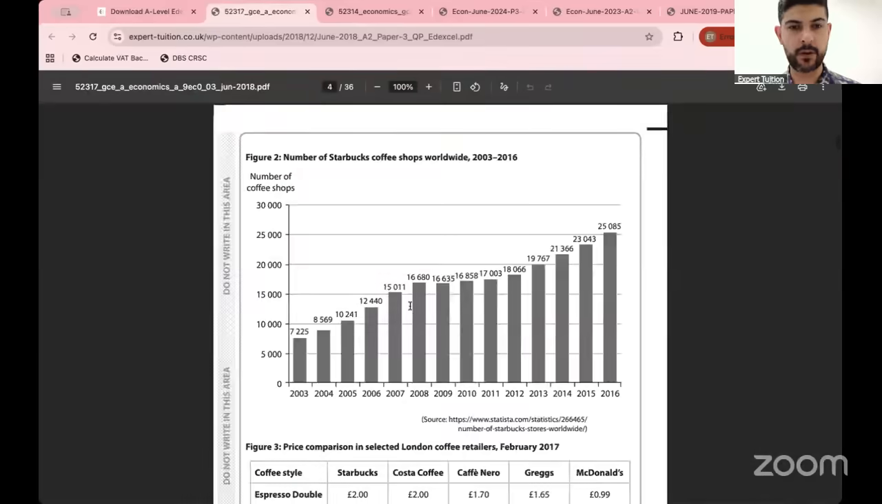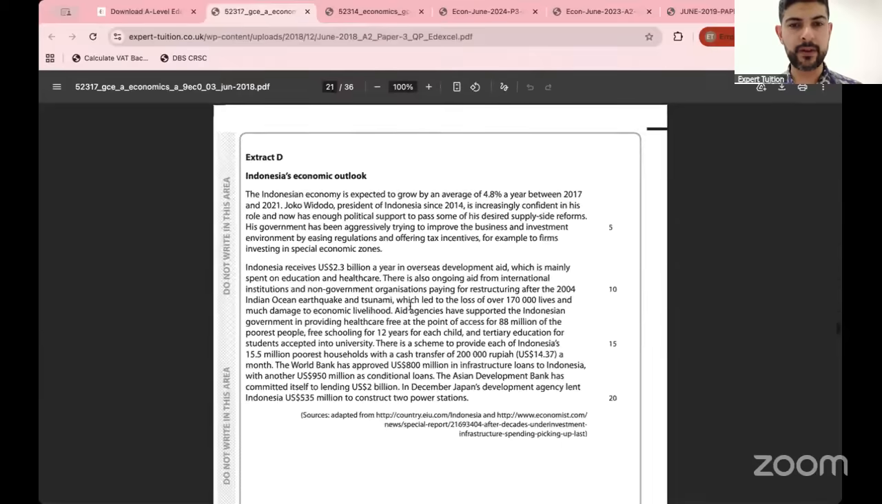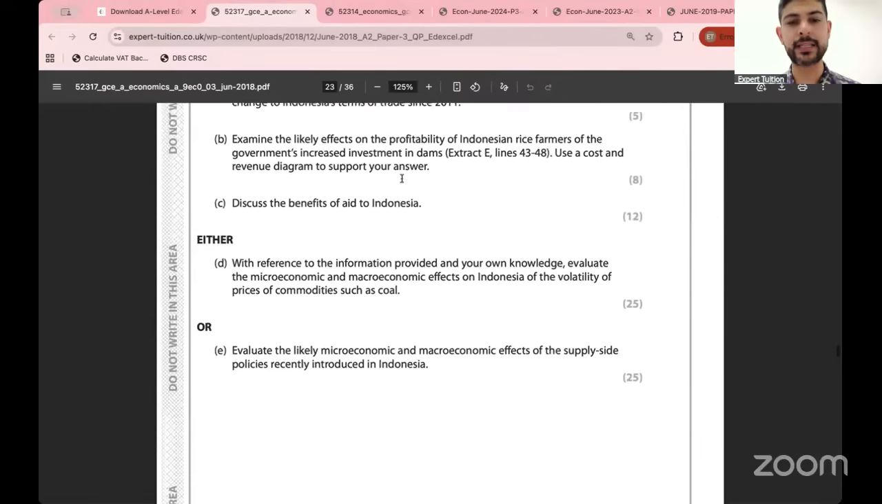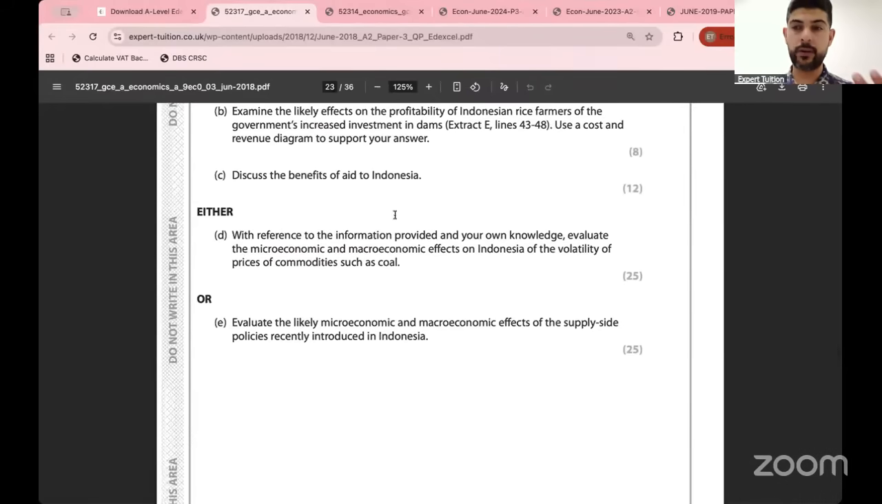Okay, so one of the 25 markers about Indonesia was question 2E. It says, evaluate the likely microeconomic and macroeconomic effects of the supply side policies recently introduced in Indonesia. Now, of course, you want to relate it to the extract and make sure you're incorporating the extract, but just for the purposes of full revision, I want us to go through as many supply side policies, like five of them. And in each scenario, I want you to know how to make that point micro.